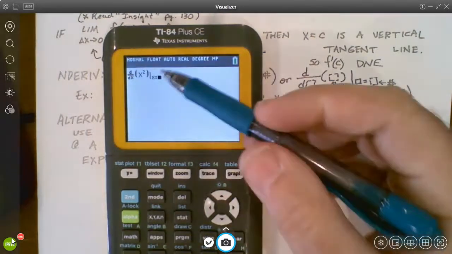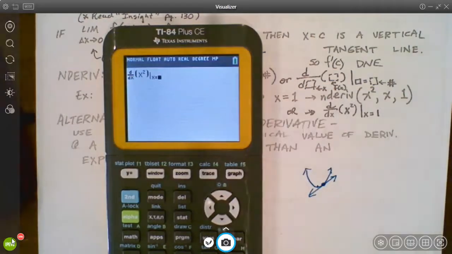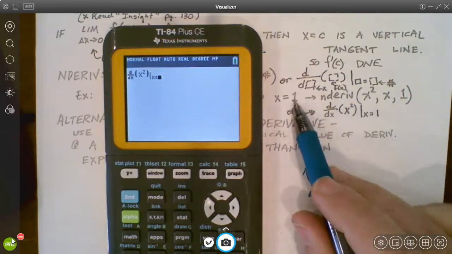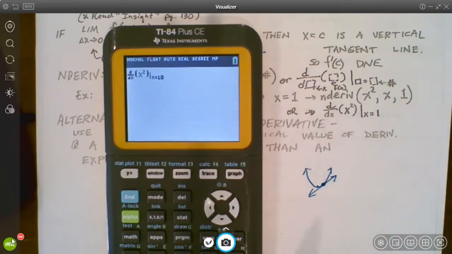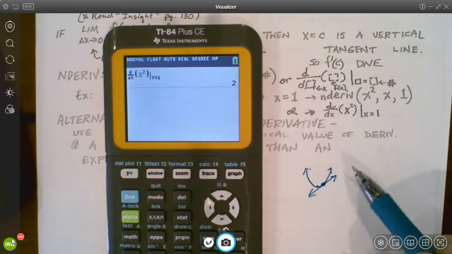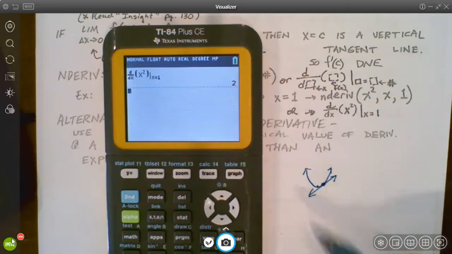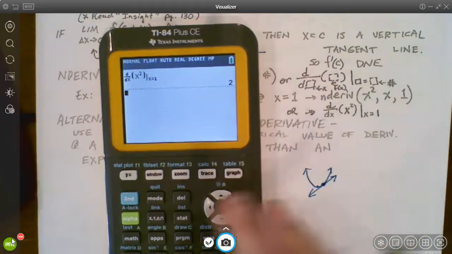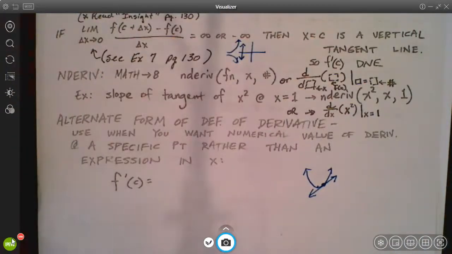And then right here, we're simply telling the calculator at what point we want the slope. In this case, we wanted it where x equals 1. So we're just going to throw in a 1 for that and hit enter. That tells me that the tangent line where x equals 1 has a slope of 2. That's a great tool. There are others in here. You can do it within the graphing tool. We can look more at those later, but that's one I wanted to show you guys now.